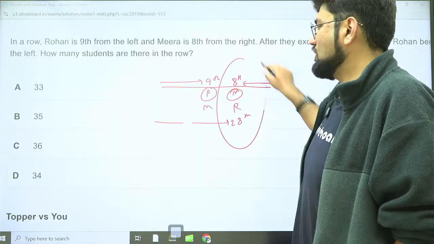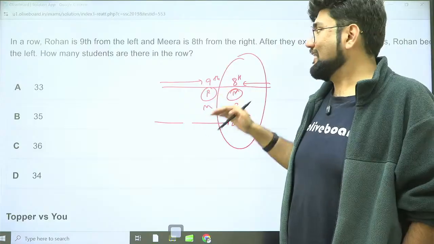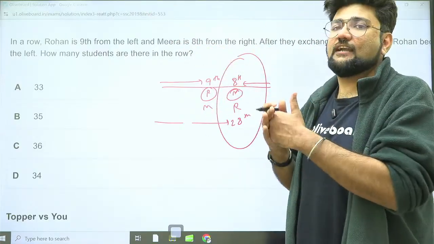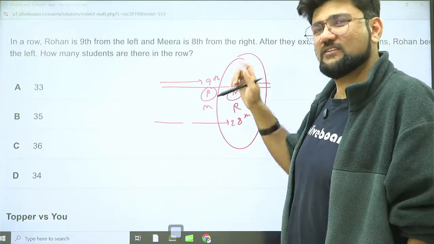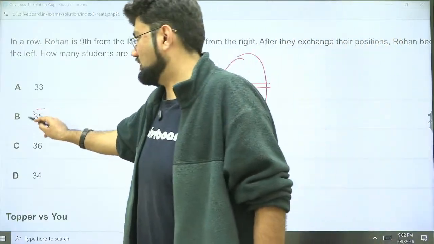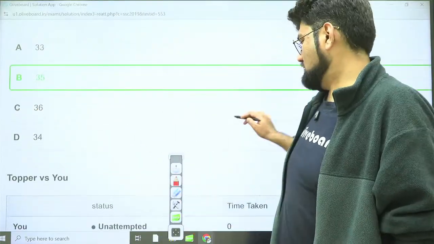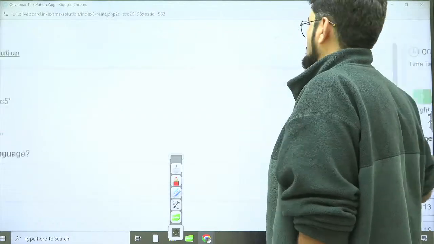Technically, if at all you come across this anytime, you don't need to write anything down. Just immediately think of Meera's previous position and Rohan's new position. Add those, subtract 1, you will have your answer. So 8 plus 28 minus 1 is going to have 5 at the units digit, which is only here. So option B is the correct answer. Easy. 27 seconds. Wonderful. Good job. Pretty easy question again. Next.